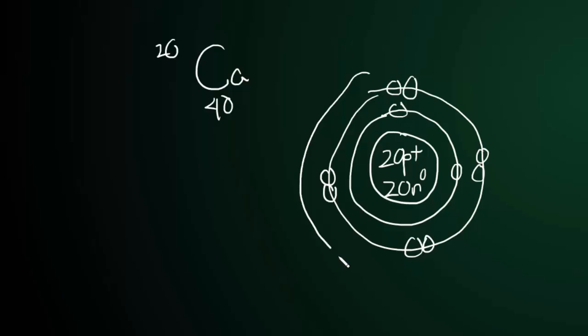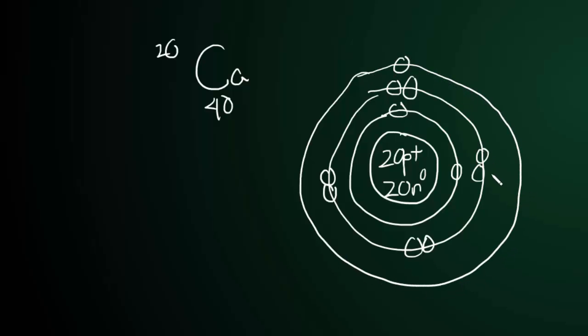So I'm going to the third energy level. And I'm going to go 1, 2, 3, 4. Now I'm going to pair them up. 5, 6, 7, 8. All right, how many electrons have we got? 8 and 8 and 2. We still have 2 more electrons to go.